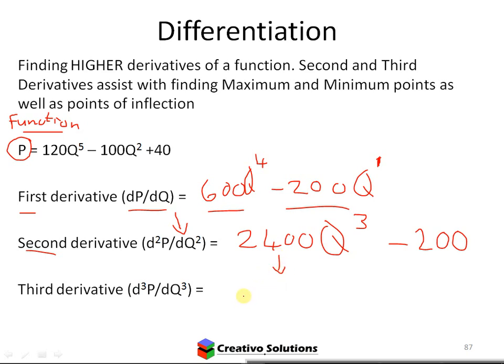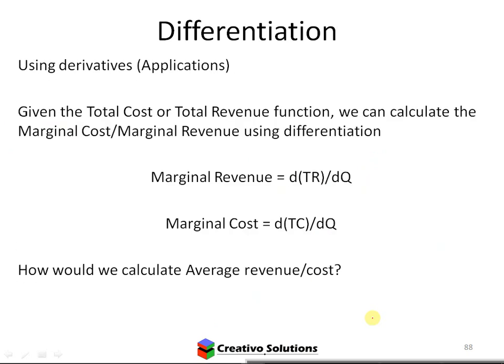3 times 2,400? 7,200. Okay, q to the 3 minus 1 is 2. Good. Okay, remember constants fall away. You won't have a derivative for 200. Okay, and that's the end. You could even go further if you wanted to, but we won't.